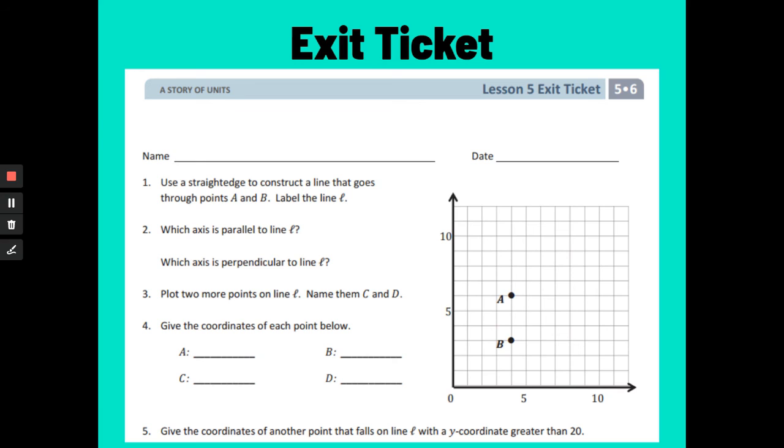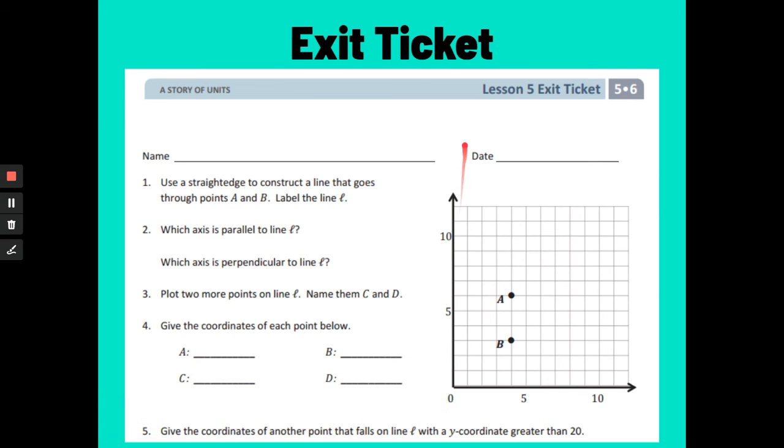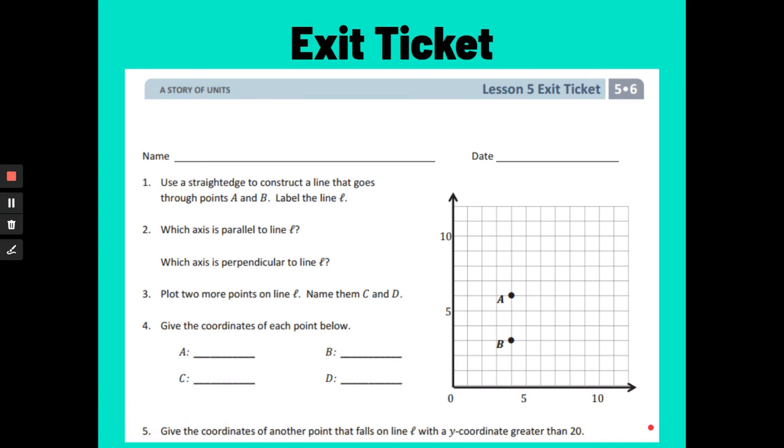All right, and last, give the coordinates of another point that falls on line L with a y coordinate greater than 20. So if we extended this to 25, what could another y coordinate be? If we extended both the y axis and the x axis to 25, what could be a number or a point that falls on that line?